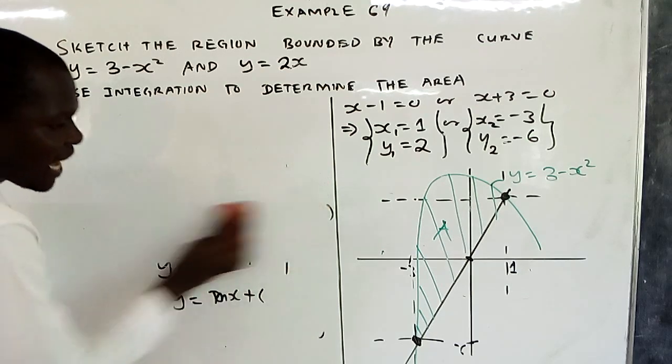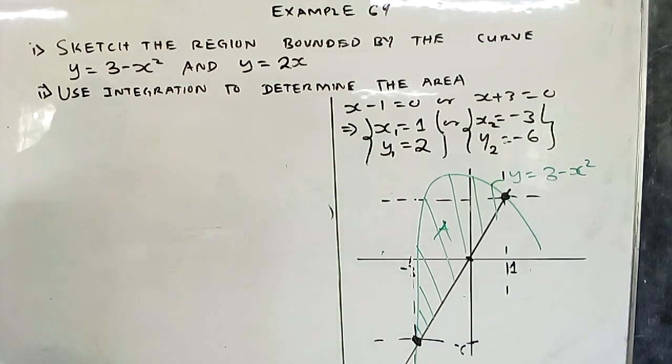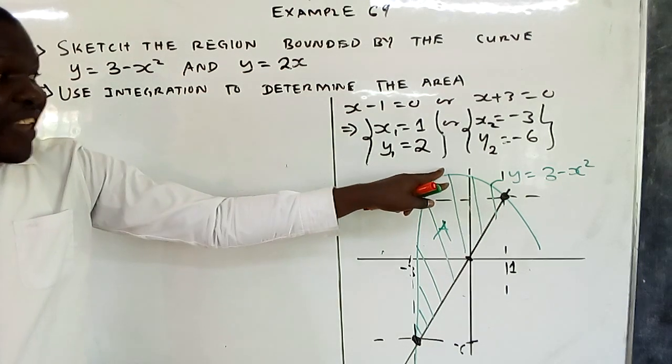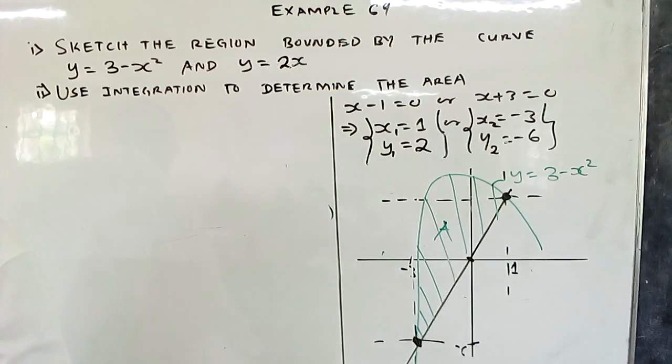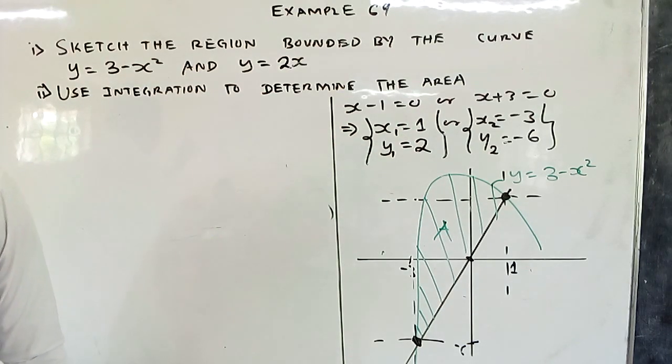How do you get the area? Let me now tell you how to get the area of a region bounded by 2 curves. It is always the curve which is up minus the one which is down. That is when you will get a positive area.